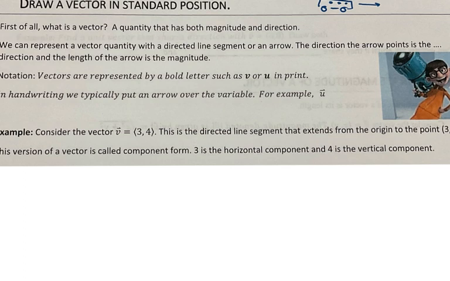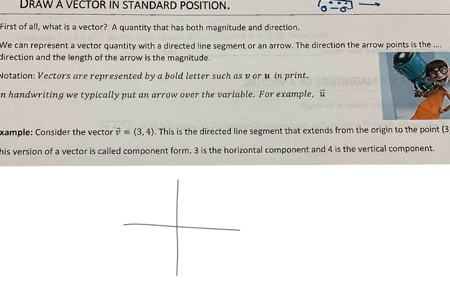This is a directed line segment that extends from the origin to the point (3, 4). So if I go right 3 and I go up 4, this is the vector ⟨3, 4⟩. This version of a vector is called component form. 3 is the horizontal component, 4 is the vertical component, which again makes sense. Horizontal means I went right 3, vertical means I went up 4.